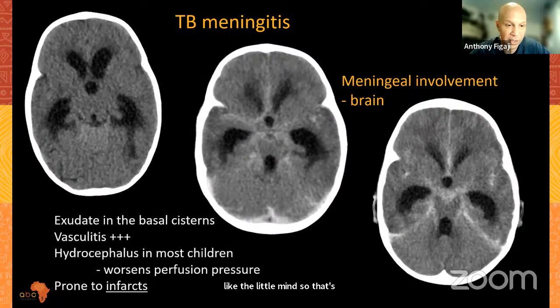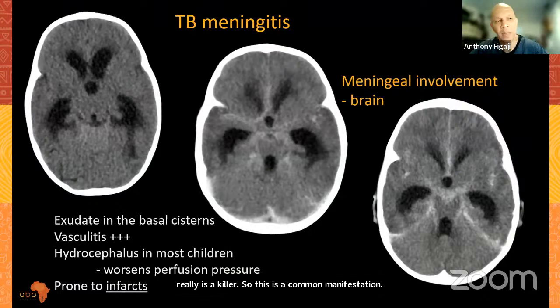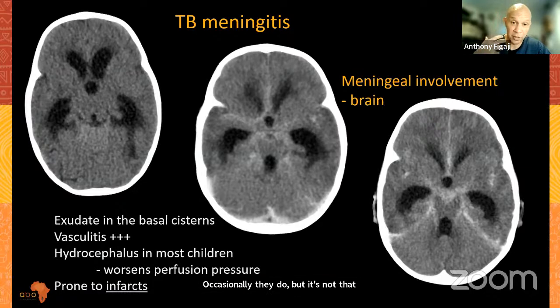So TB meningitis really is the killer. So this is the common manifestation. This is really what kills patients. Much higher mortality. The tuberculomas rarely cause more mortality or significant morbidity. Occasionally they do, but it's not that common. But the patients who die are the patients who are disabled, or the patients who present with TB meningitis.